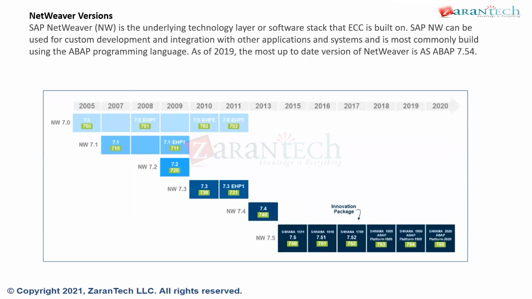Then the NetWeaver version. SAP S4 HANA uses NetWeaver, which is an underlying technology. It is also stored in the application layer. It is used for custom development and integration with other applications, like all the backend coding, all the aggregations. All those things will be stored in the NetWeaver version. This NetWeaver version also needs to be updated frequently. The current version is 7.54, but it is mostly technical stuff that we don't need to worry about.